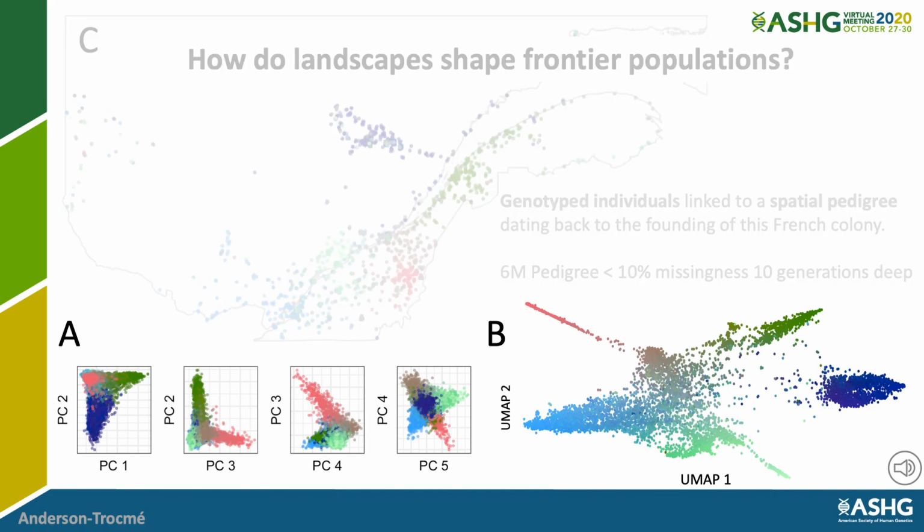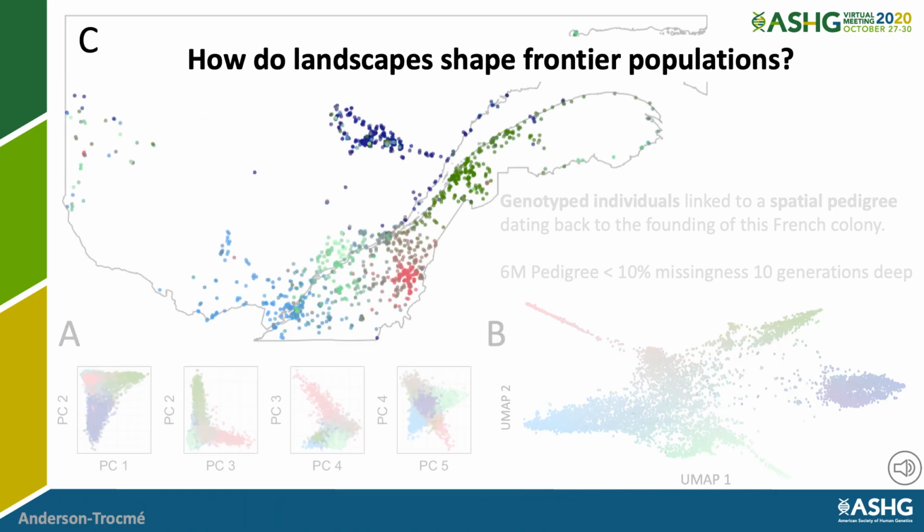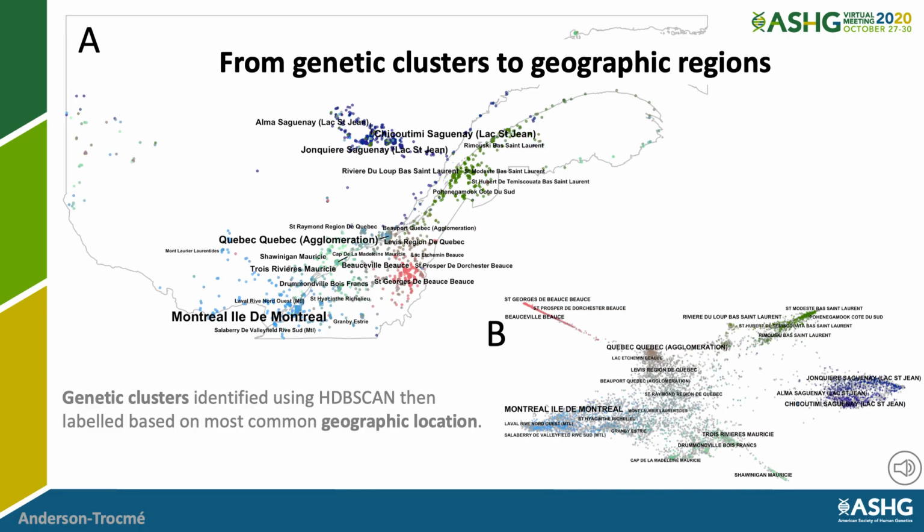Figures A and B show the projection of this genotype data using PCA and UMAP. I used the 3D projections to convert XYZ to RGB to get the color scheme. Visually, we see there is a strong link between the geographic and genetic clustering. We find that each genetic cluster maps to a distinct region in geographic space.